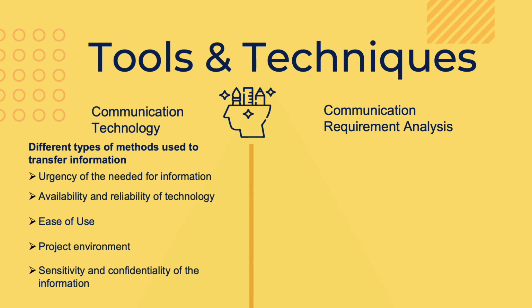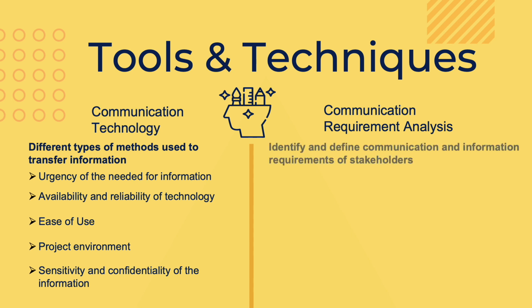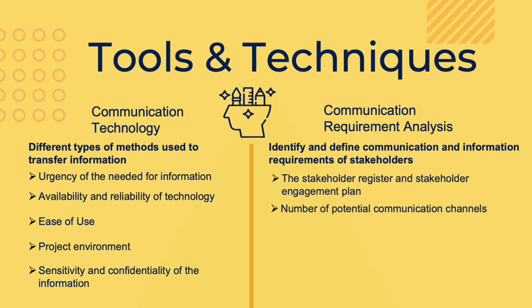Communication requirement analysis identifies and defines the communication and information requirements of the stakeholders. Sources of information to identify and define project communication requirements include the stakeholder register and stakeholder engagement plan, the number of potential communication channels such as one-to-one, one-to-many, the disciplines and departments and specialities involved in the project, and organizational charts to understand hierarchies within organizations.